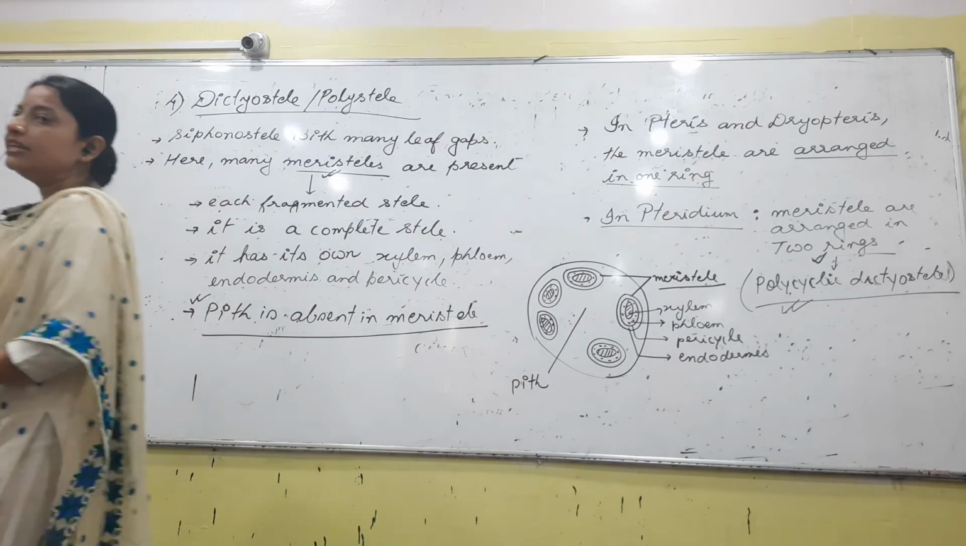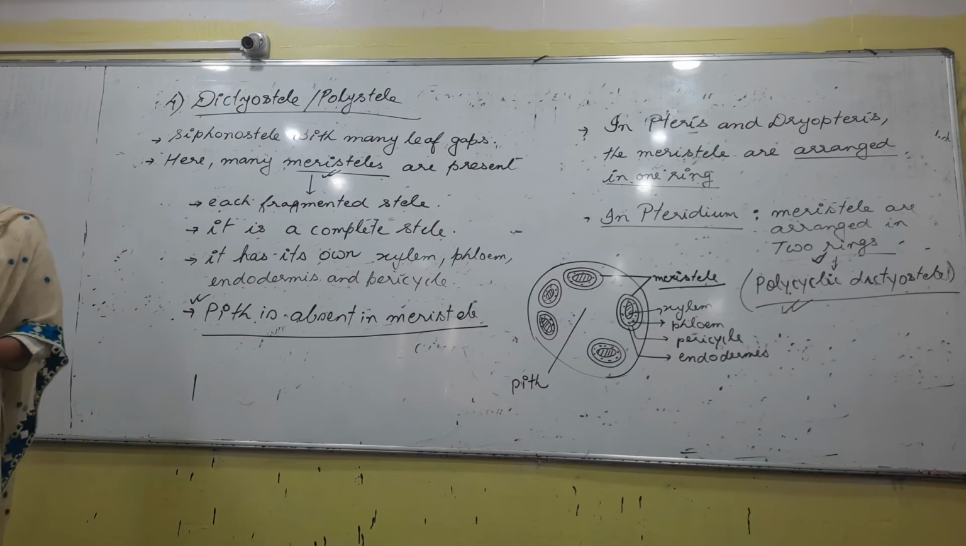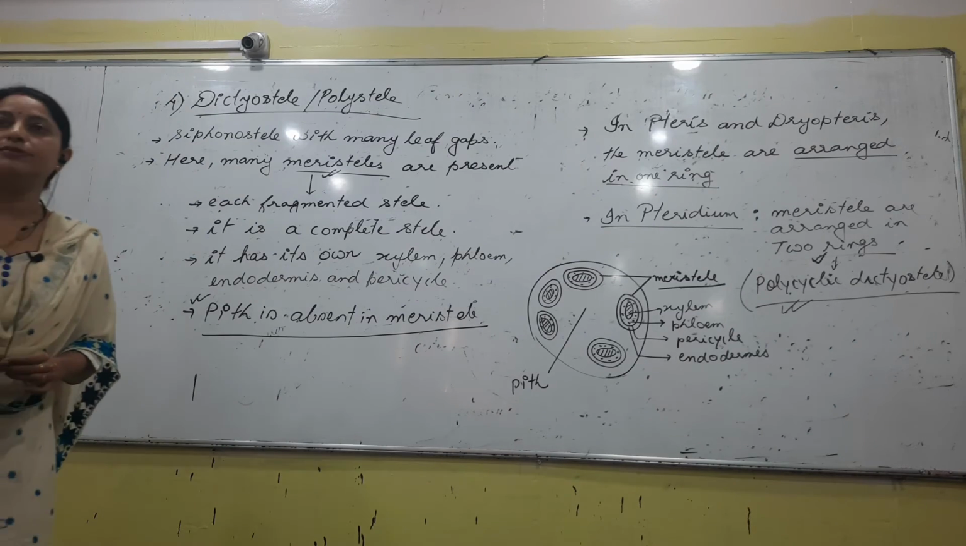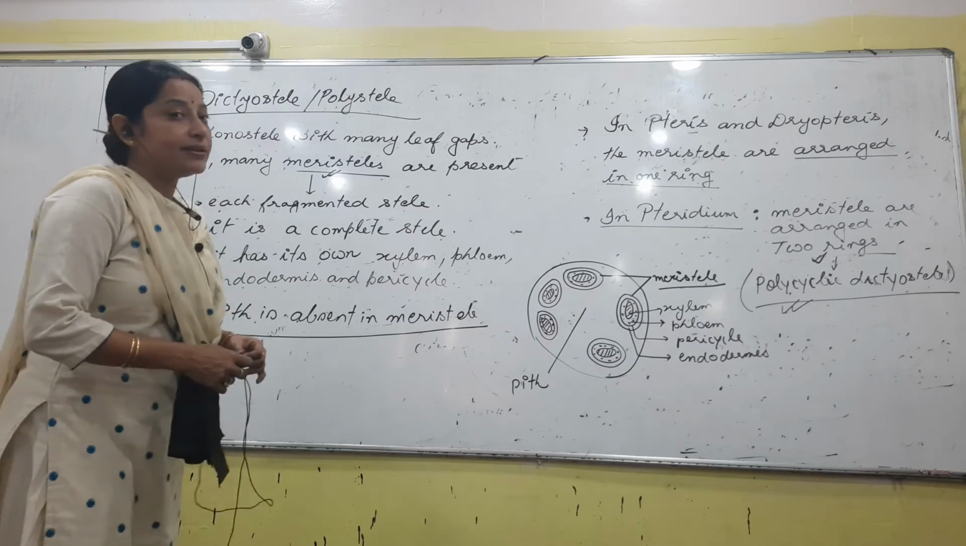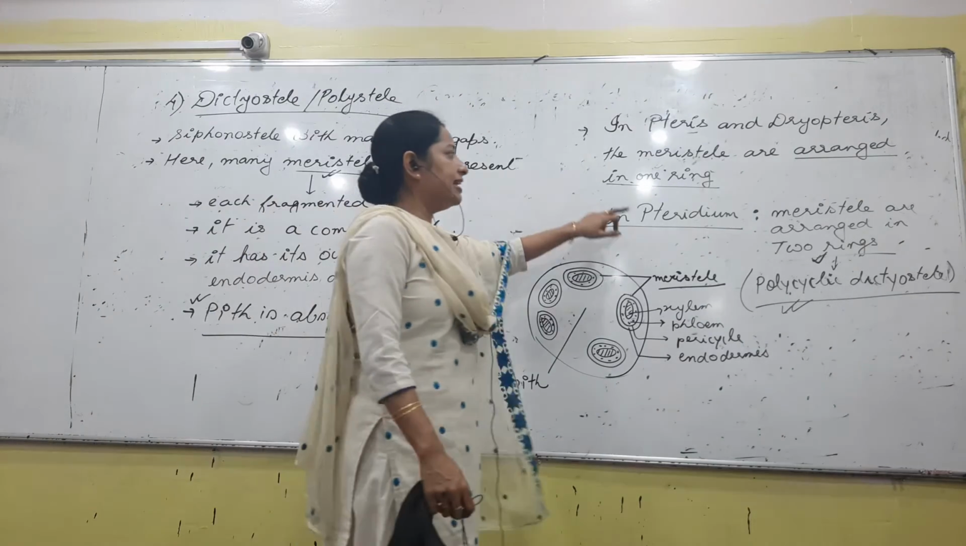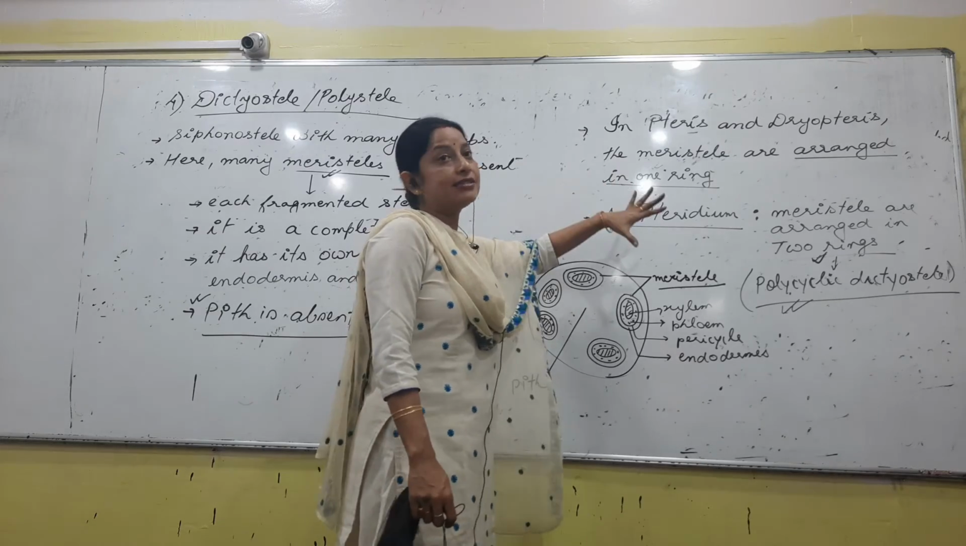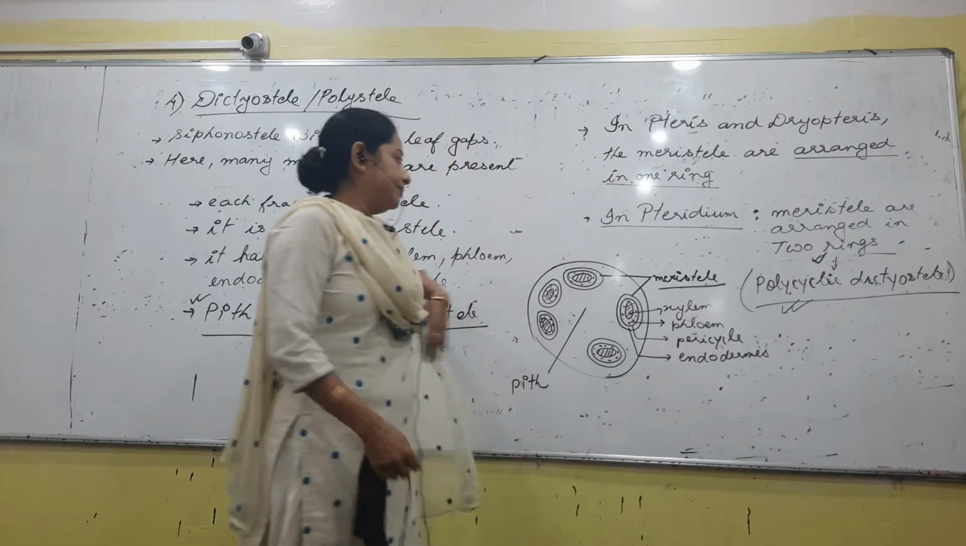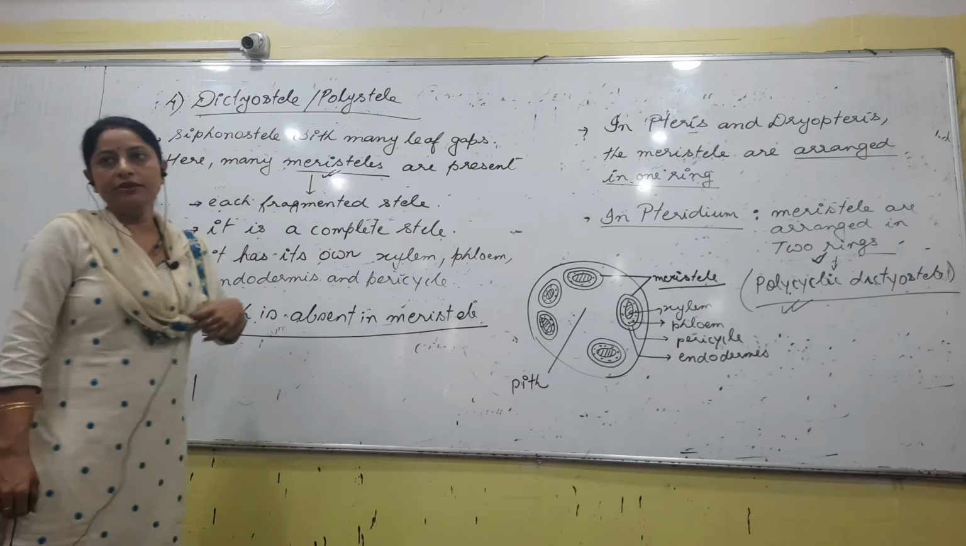So, meristele questions ahead. We will read about the meristele properly. It is a complete stele because it has its own xylem, phloem, pericycle, endodermis, all the tissues. Is pith present in the meristele? No, pith is absent in the meristele. As far as these are concerned, they are not that important, because such details or questions do not come. Is the diagram understood?